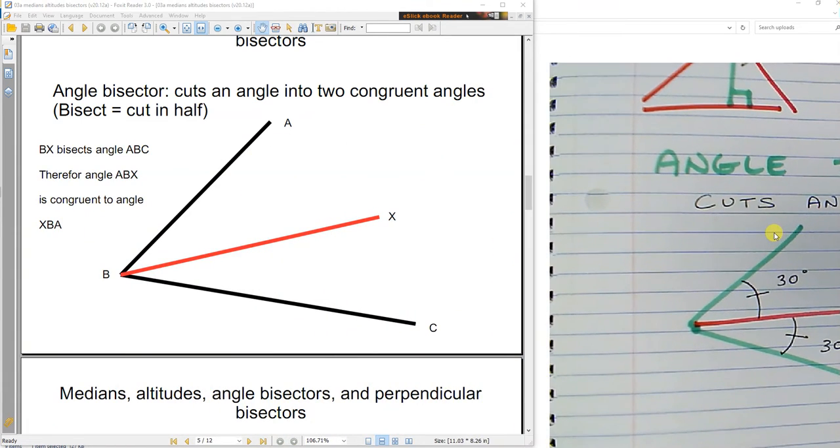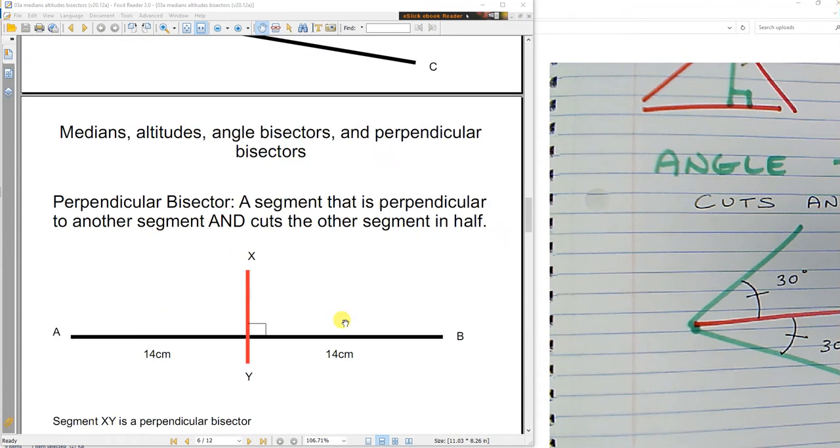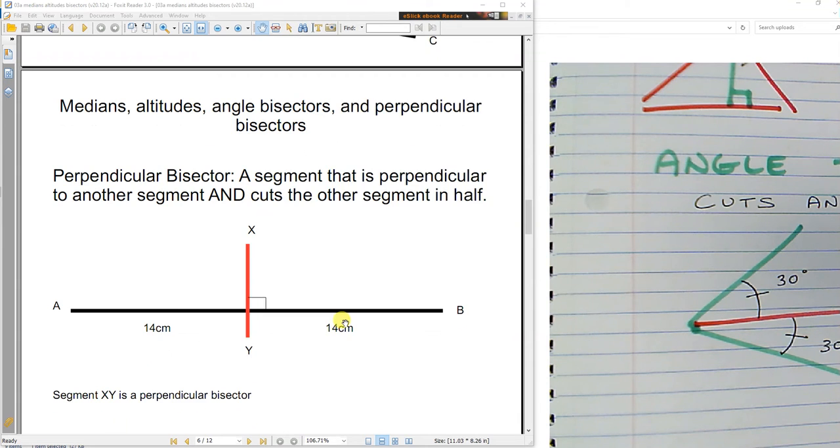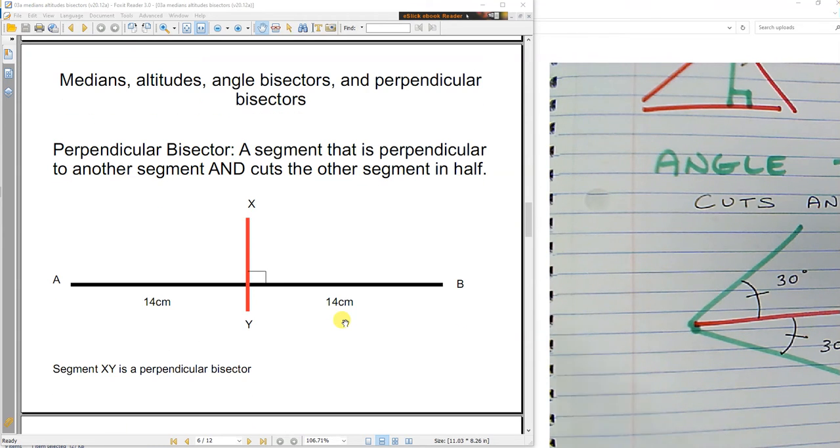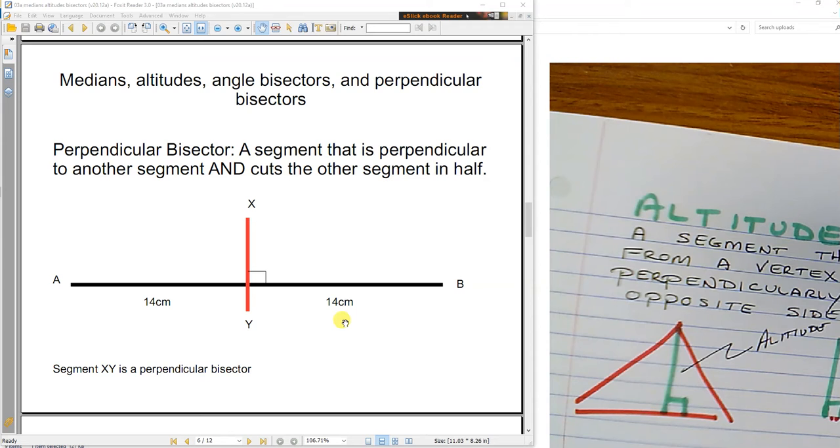So an angle bisector cuts an angle into two congruent angles. It cuts it in half. Bisect means cuts it in half. And a perpendicular bisector cuts a segment in half.